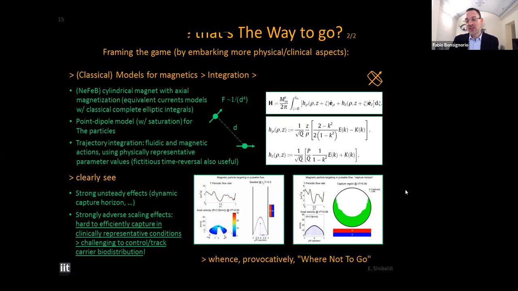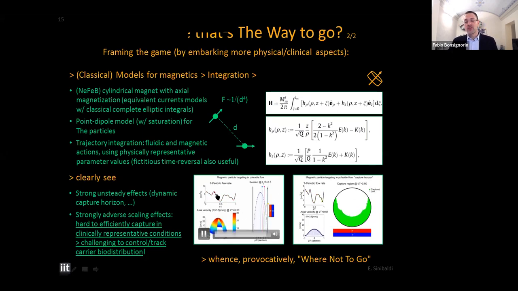And we saw that this unsteady effect plays a clear role. For instance, the capture region, that's this green region here, tends to be different from the one in the stationary ideal flowing capillaries. Moreover, you could get some particles which were released farther from the magnet, but you could miss some other particles which were released closer, simply because it depends on the momentum, position, and speed of the particles approaching the near field of the magnets.